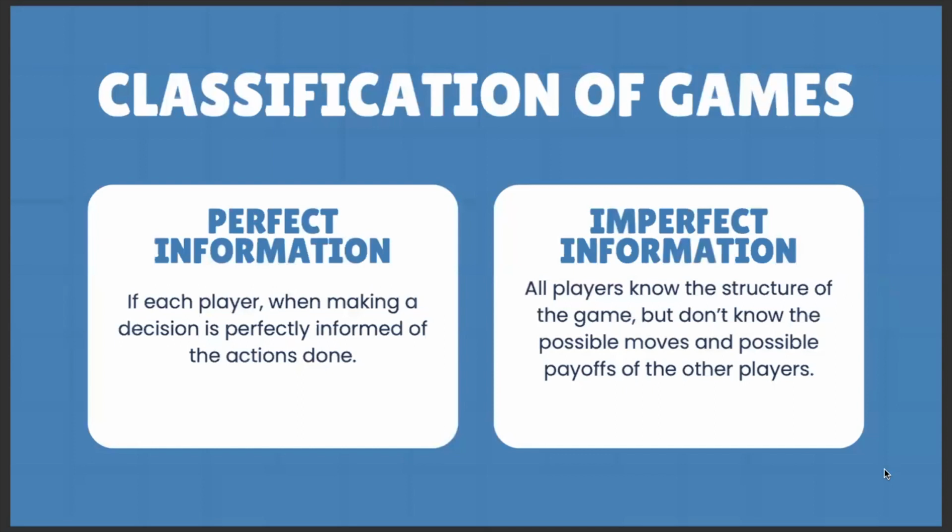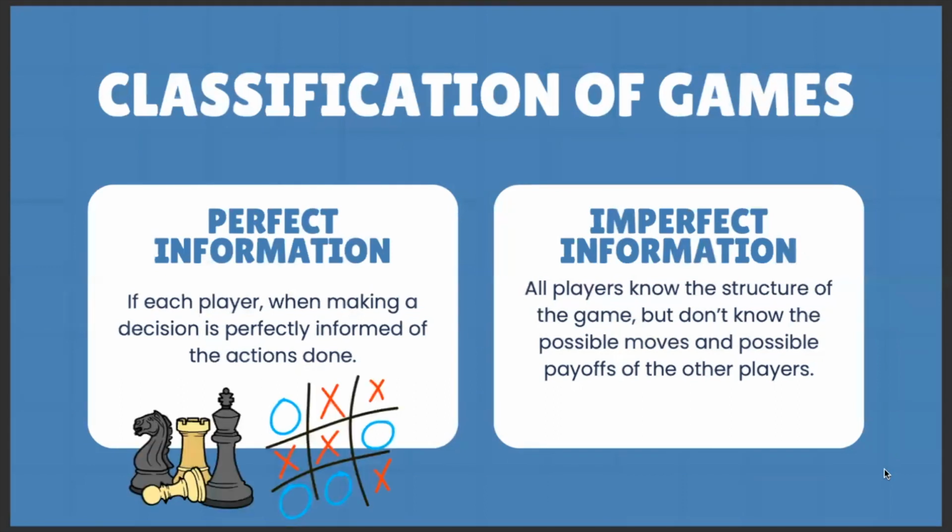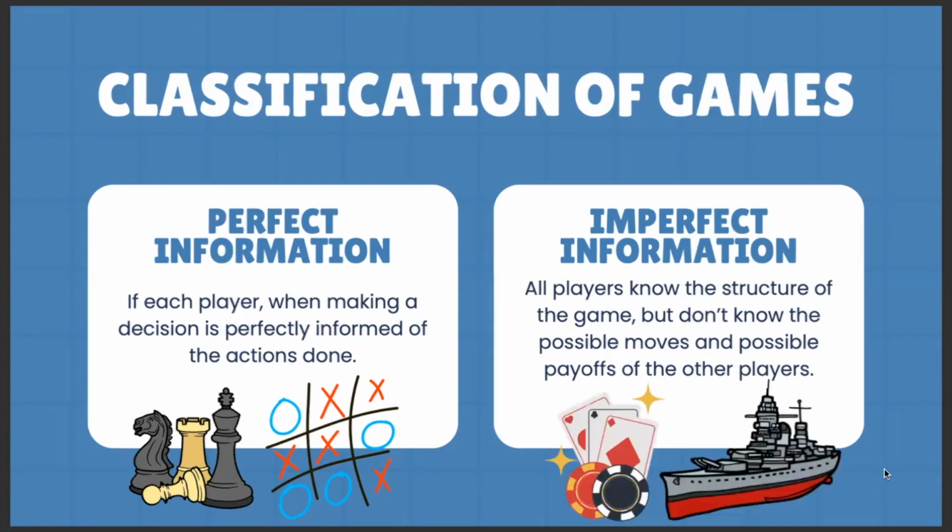Next, we have perfect information and imperfect information. The game is perfect information if each player, when making a decision, is perfectly informed of the actions done. For example, tic-tac-toe and chess. All moves are known to both players, while both players may not know or not completely know the payoffs of the game. On the other hand, the game is imperfect when all players know the structure of the game, but don't know the possible moves and possible payoffs of other players. For example, poker and battleship.